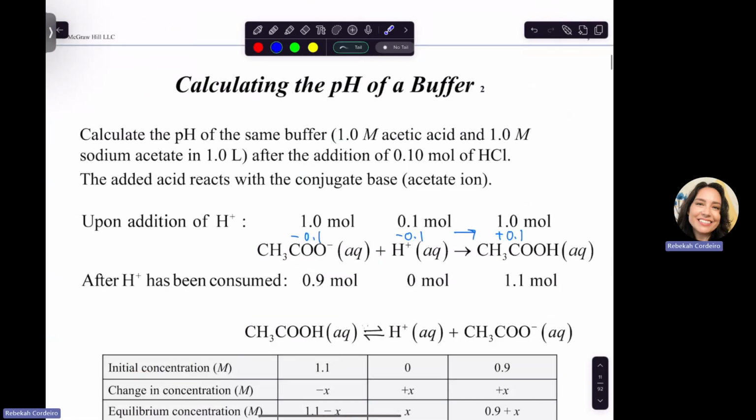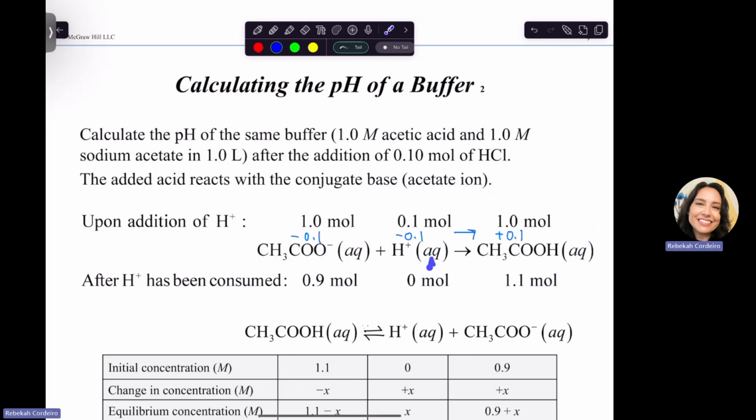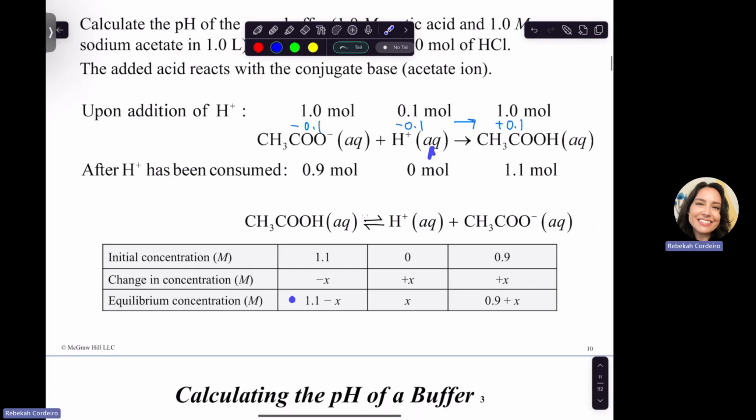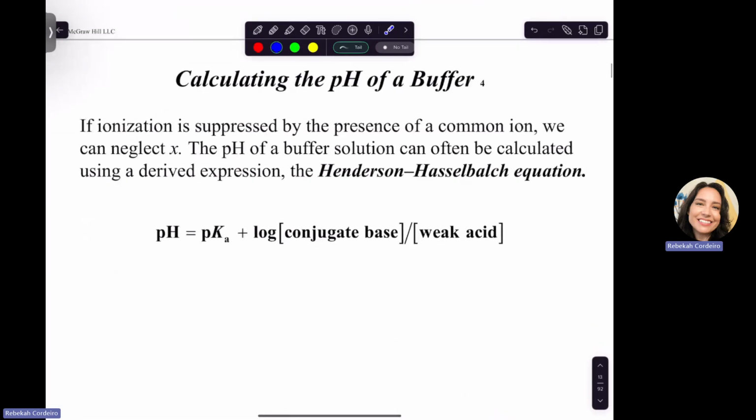Well, so this part right here, you're always going to have to do this. You always have to figure out how much you have once you neutralize the offending acid or base. But do we always want to have to do this ice table for buffers? No, I'm going to give you a present. The present is called the Henderson-Hasselbalch equation.